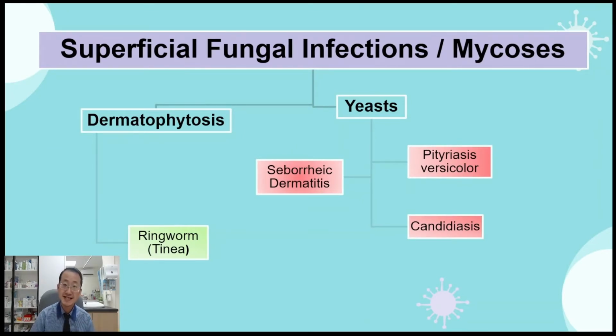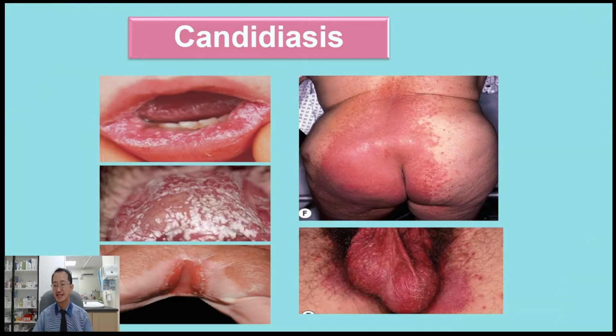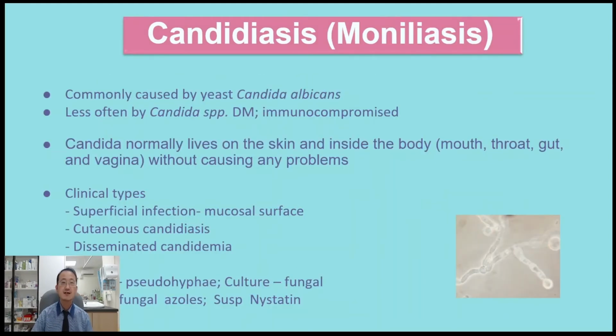Now we go for the yeast infections. The first will be candidiasis, pityriasis versicolor, and seborrheic dermatitis. So these are candidiasis. You can see all these whitish, milk-like papules, small little whitish dots, over the groins and over the trunk, and you will see all these satellite lesions.